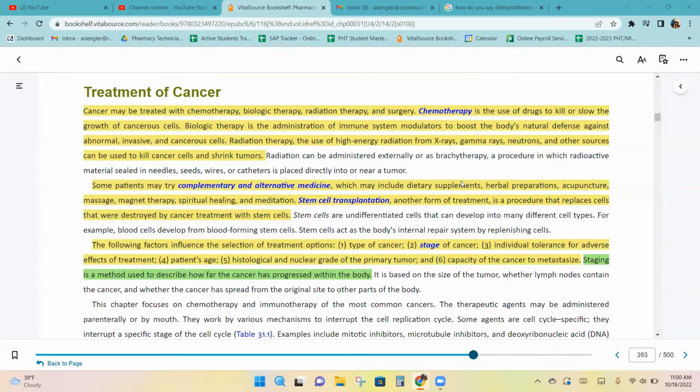Some patients may try complementary and alternative medicine, which may include dietary supplements, herbal preparations, acupuncture, massage, magnet therapy, spiritual healing, and meditation. Stem cell transplantation, another form of treatment, is a procedure that replaces cells that were destroyed by cancer treatment with stem cells.